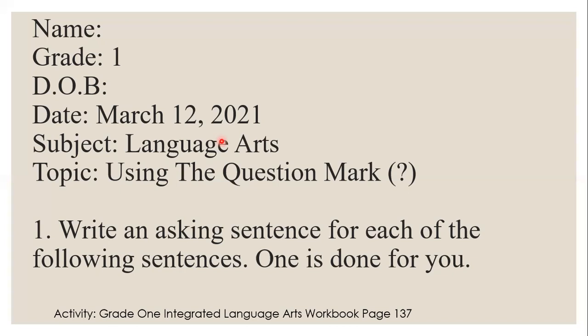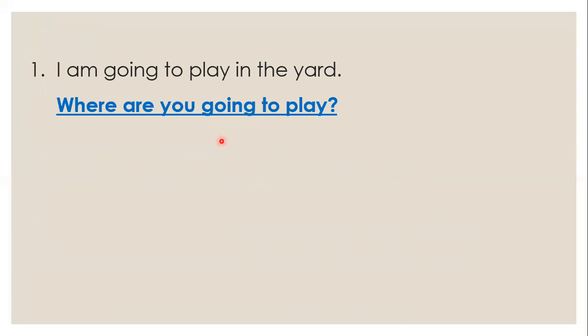Now this activity can be found in your grade 1 integrated language arts workbook on page 137. Now write an asking sentence for each of the following sentences. 1 is done for you. All right, so 1, I am going to play in the yard. Now here is a question: Where are you going to play? I am going to play in the yard. All right, so that 1 was done for you.